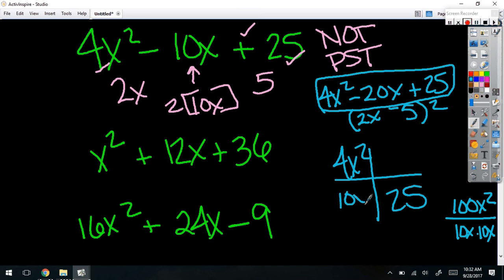All right, watch what happens. This is why I want you to see. It can still be done in the box, but the numbers get big and it gets harder. All right, what's the GCF here? 2x. No, what's the GCF here?